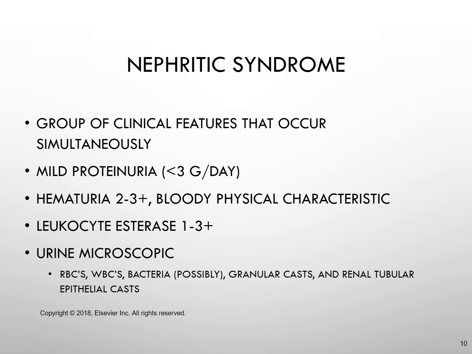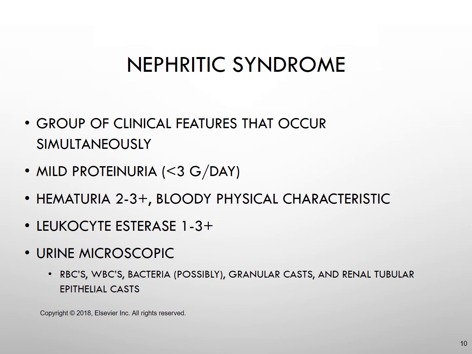Okay, so let's review nephritic syndrome. This is a group of disorders that present with a mild type of proteinuria on the dipstick. You have blood in your urine, leading to 2 to 3 plus on your chemical dipstick, which could also show you a bloody physical characteristic.